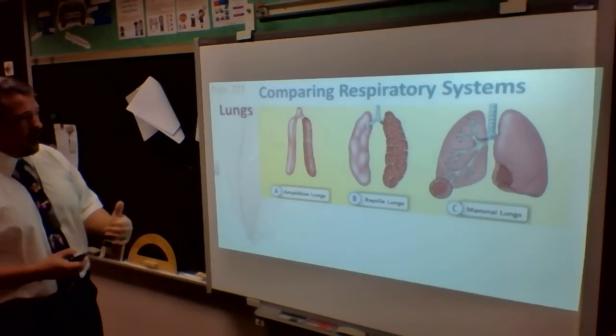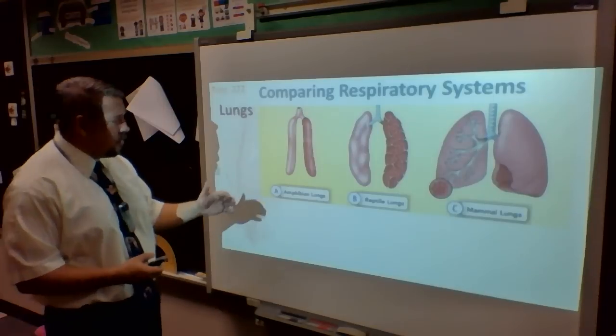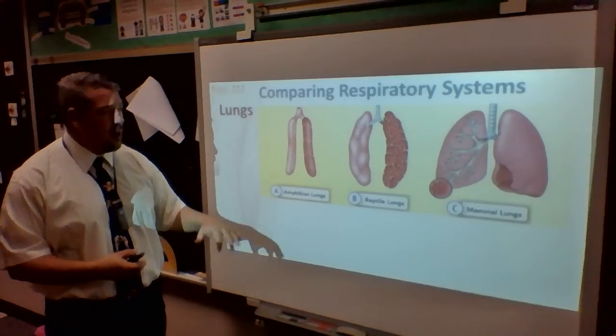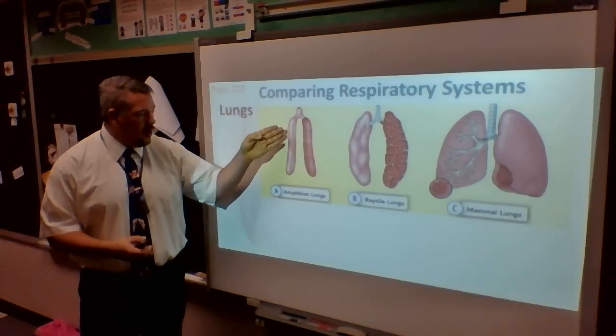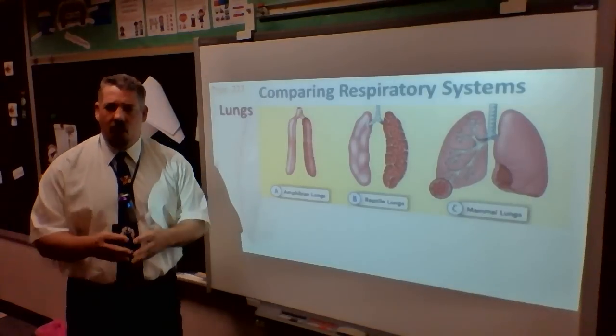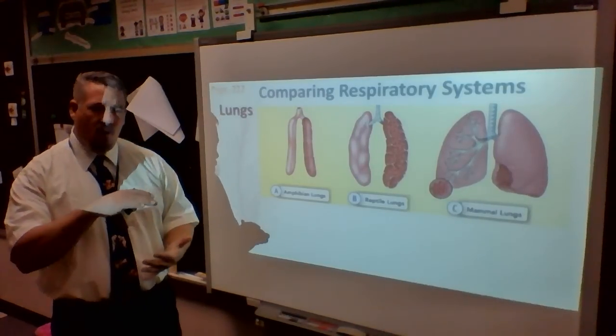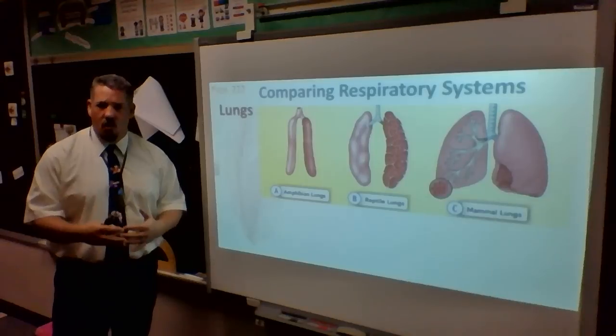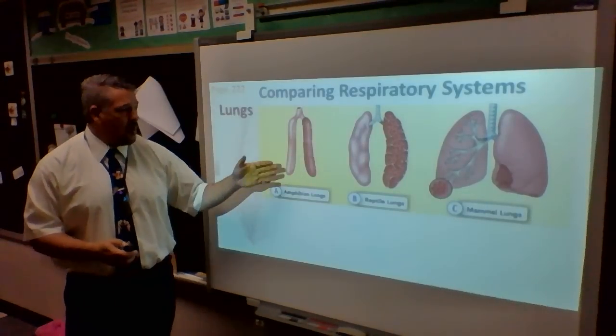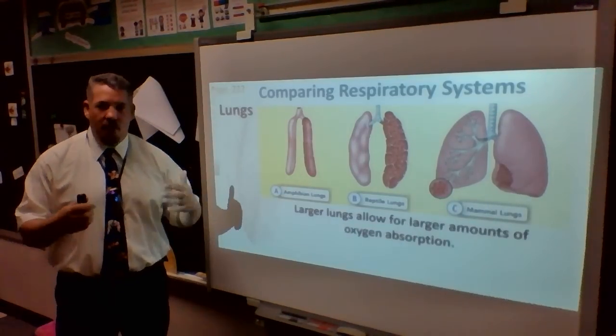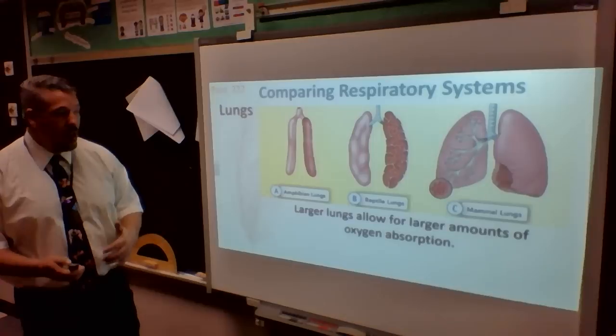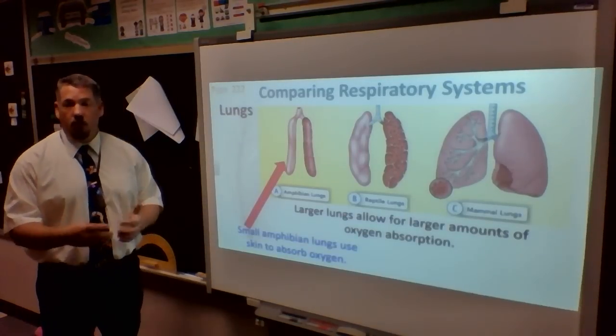When we talk about lungs then, actual lungs, we have 3 different types that are listed in our book. This picture's from your book. When you look at the amphibian lungs, they're actually very small. So salamanders, newts, frogs, toads, they're very small. And because they're very small, they can't get enough oxygen to support their bodies. That's why they have to start breathing through their skin.